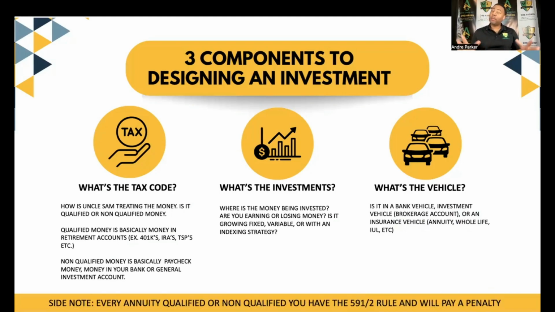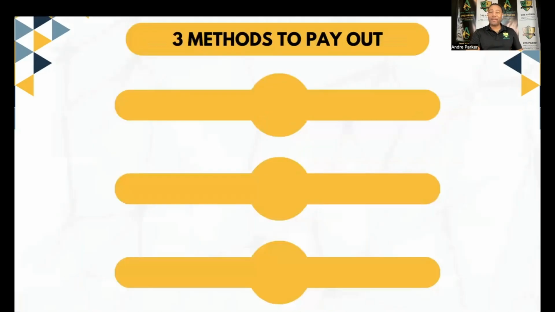Since we're talking about annuities today, y'all, I want to make a side note. Every annuity, whether qualified or non-qualified, has the 59 and a half rule, and you will pay a penalty if you're not 59 and a half. That's what I want you guys to understand. So let's really dive in.